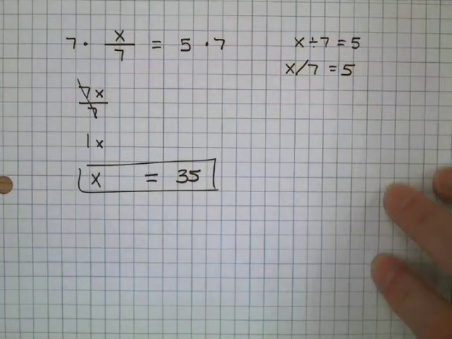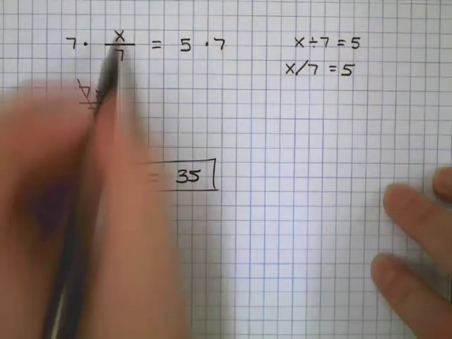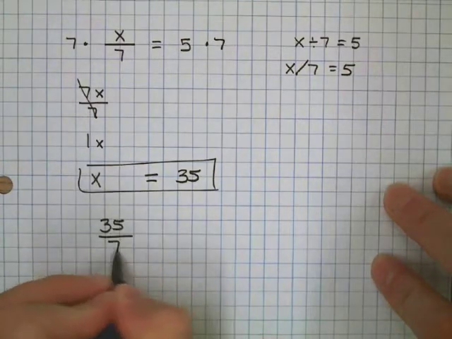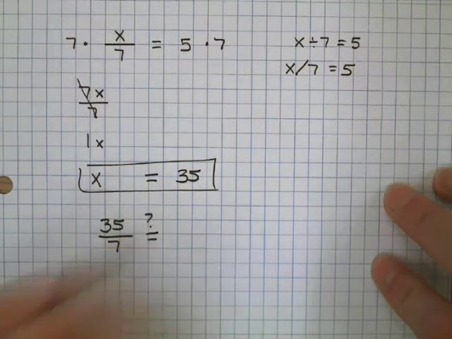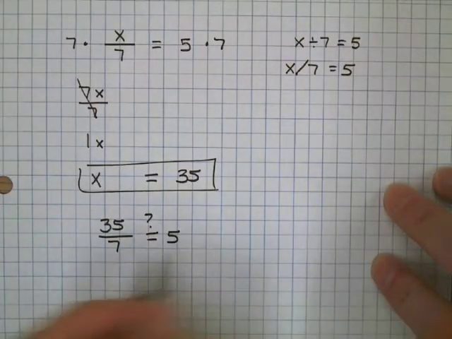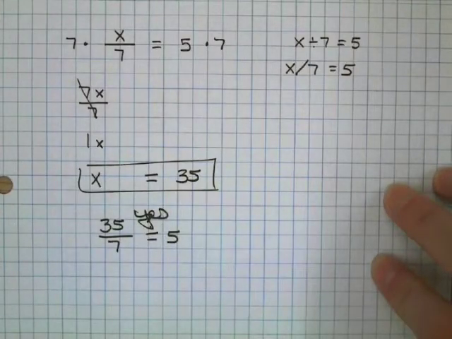X is 35. Let's double check that. We're going to take this 35 and put it back into our original equation. So 35 divided by 7, we want to know, does that equal 5? And 35 divided by 7 does equal 5. So that's a yes. So double checking my solution, x does equal 35.